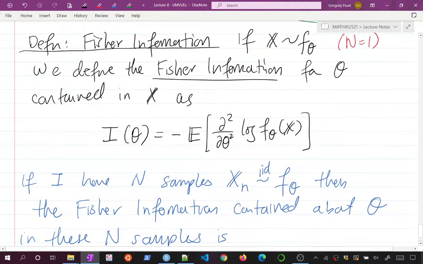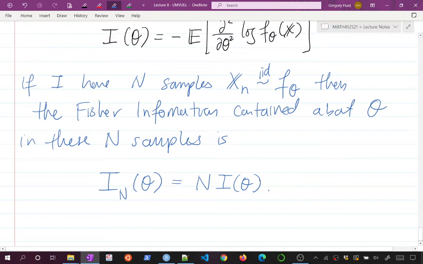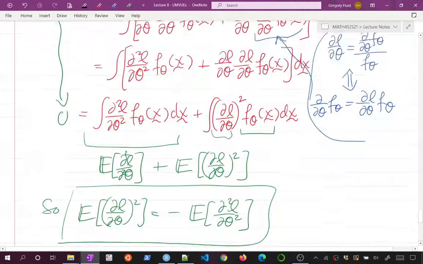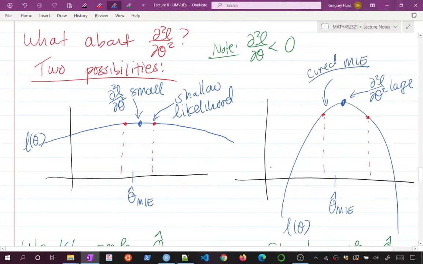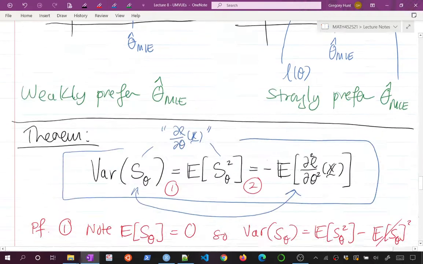So with a single sample, I have this much information about my parameter theta. And if I have n samples, I'm going to have n times that amount of information. And this information, of course, is related to the second derivative of the log likelihood. It tells me how much information I have about my parameter, how accurately I know something about theta, which is going to tell me how much I prefer one of these estimates over the other.